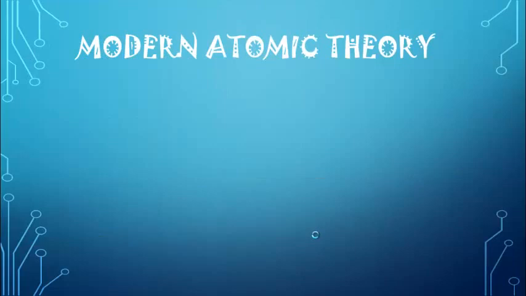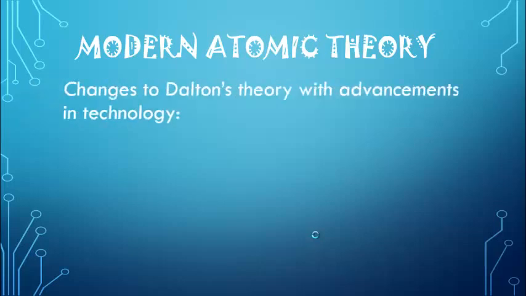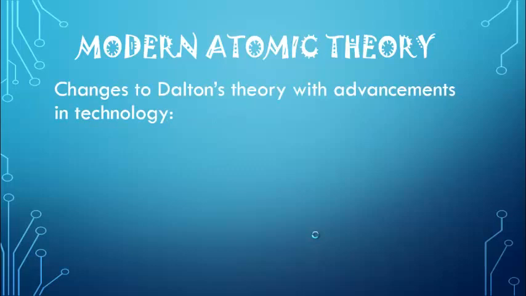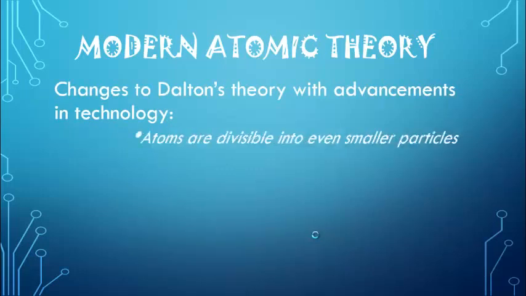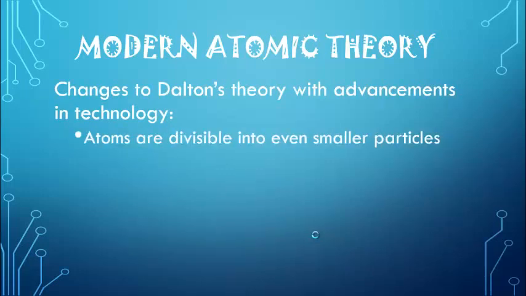So this leads us to the modern atomic theory. Modern atomic theory has changed just a little bit, and that's due to advancements in technology. So the first advancement, our atoms are divisible into even smaller particles. So we know today that the atom isn't a solid atom, as Dalton thought and Democritus thought years ago, but it is divisible, which kind of takes into account what Aristotle thought, that we can keep breaking these things down.